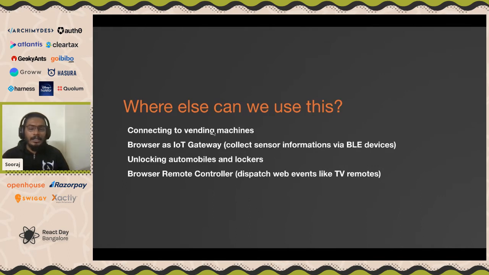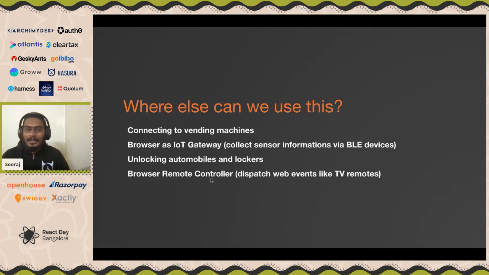Some ideas: when you want to use a vending machine nowadays, you have to install their application, connect with the vending machine, pair the device, pay, and then get your things out of it. For that, we are installing a mobile application. Also, you can consider the browser as an IoT gateway. That's also a wonderful topic, and a big topic. Then you can think of unlocking automobiles and some lockers, maybe a self-driving car or scooters. Right now, we are all using mobile applications for that. We can simply do that with browsers with this technology.